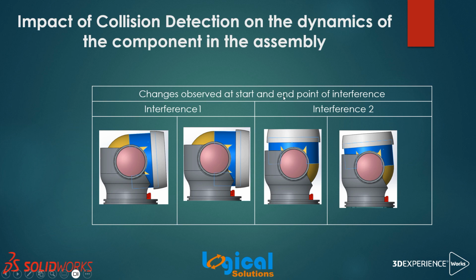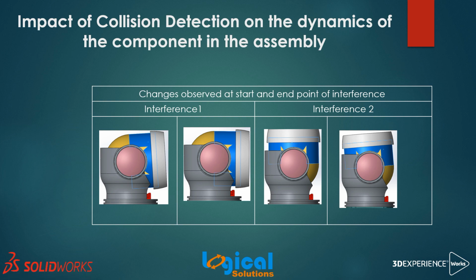Changes are observed at the start and end point of interference. Interference 1, interference 2. Initially at interference point 1, with the sharp edges, the movement was like this. And now with the filleted edges, the movement is increased. This is interference 1, and this is interference point 2. Initially it was like this, and now it is increased. You can see the comparison between the left side and the right side figures.